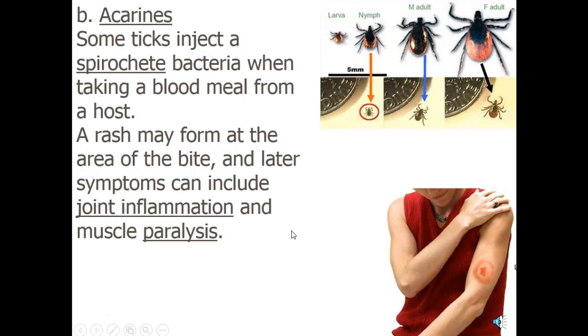Acarines, these are ticks and chiggers. They can inject a spirochete. Maybe you've heard of Lyme disease. It's sometimes a bullseye rash, but I think it's less than 50%. So sometimes you can't always count on the bullseye rash. Easily treated with doxycycline, but if not treated early, we have joint inflammation, paralysis, and a chronic disease.